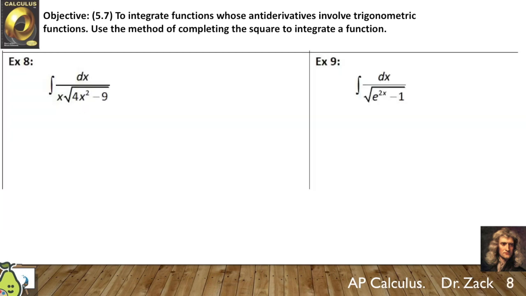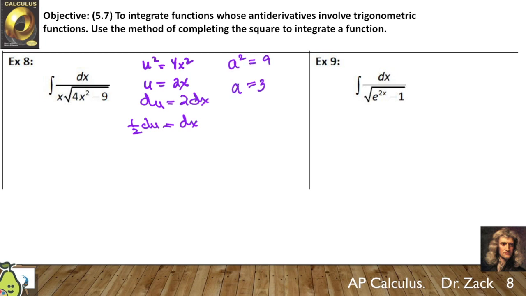So now check out example 8. If you're thinking that example 8 kind of looks like an arcsecant, you would be right. So let's start with letting u squared equal 4x squared. u equals your 2x. du is going to be equal to 2 dx. So then dx is 1/2 du. And that leaves us with a squared equals 9, or a equals 3. Now we're ready to do our substitution.